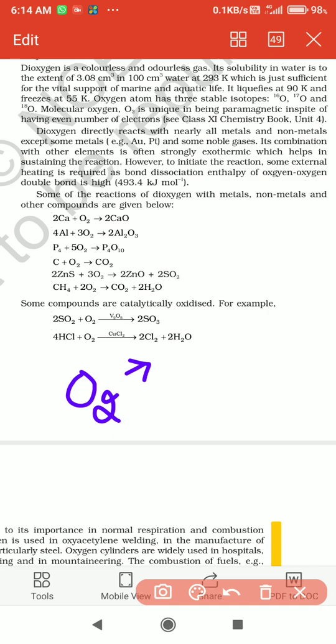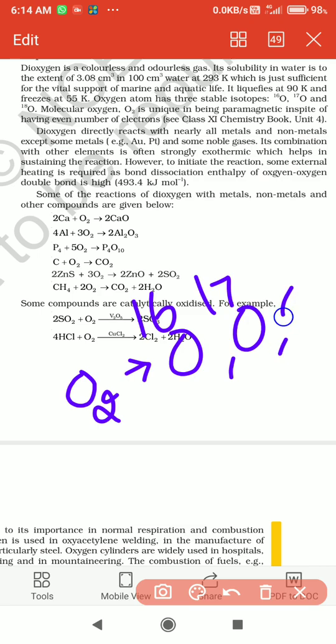Next, it liquefies at 90 Kelvin and freezes at 55 Kelvin. The oxygen atom has 3 stable isotopes. What are the isotopes? O16, O17 and O18. These are the 3 isotopes of oxygen.